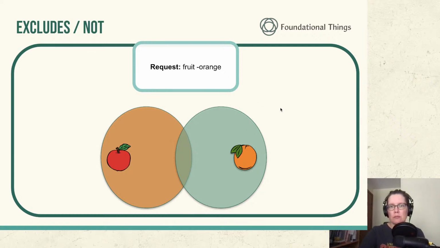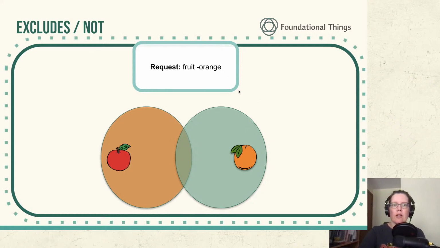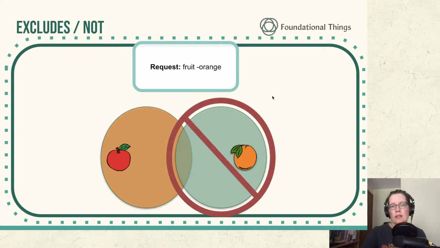Well, it's going to start off by pulling from this big world of options that include fruit, but that little hyphen there in front, no space, hyphen orange, that's going to say whatever results you're returning to me, do not include the word orange. So this circle is representing all of the things that include the word orange.